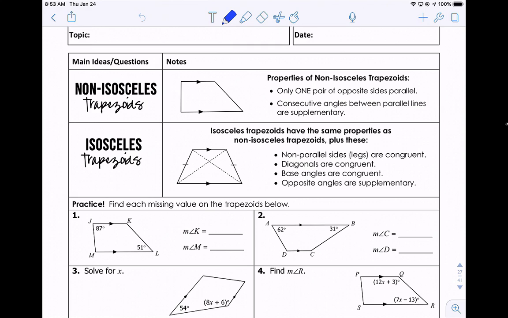Alright, so here's going to be a quick run through of the notes for trapezoids. Since I'm not here, I'm just going to basically do a screen recording and I'll go as quickly as I possibly can so that you get the information in as short a time as possible. Alright, so we're dealing with trapezoids.